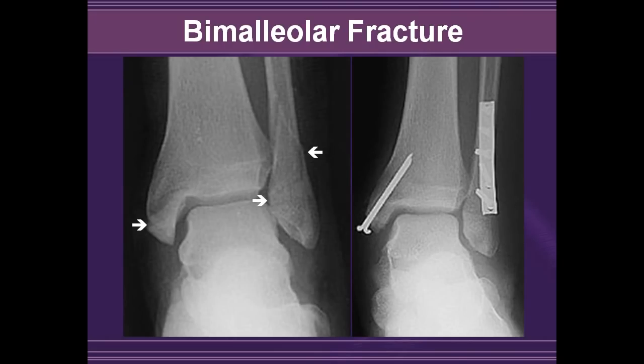The next example is a bimalleolar fracture where we see a transverse fracture of the medial malleolus as well as a spiral fracture of the lateral malleolus. These have been internally fixed on the next image.